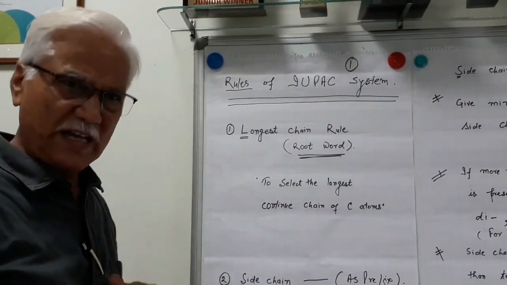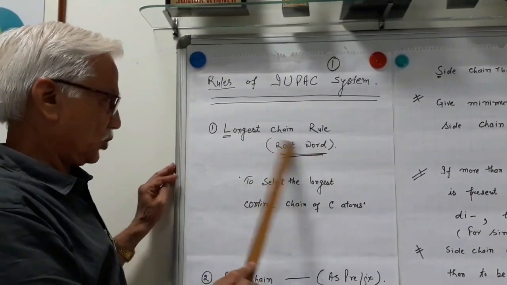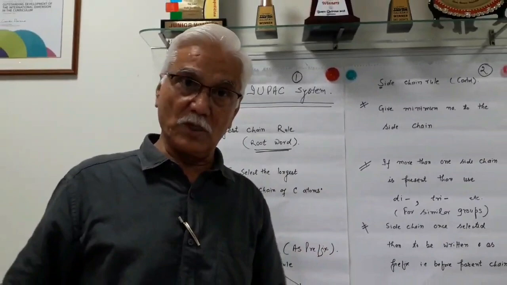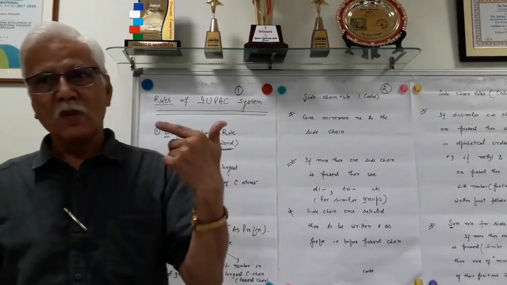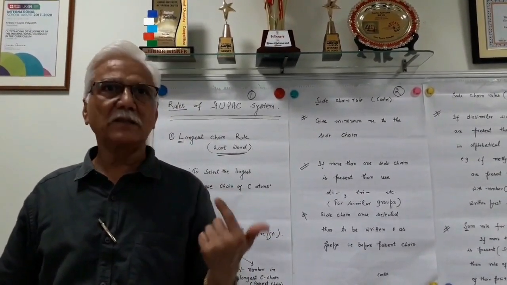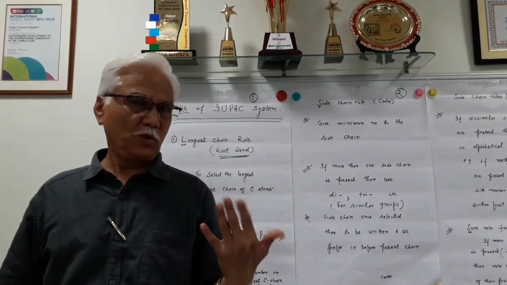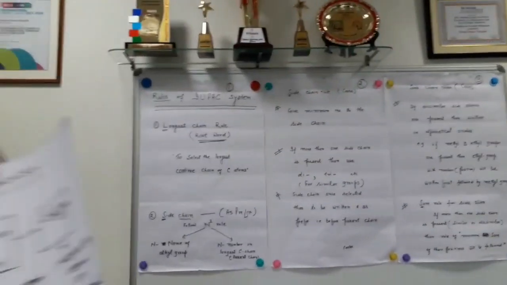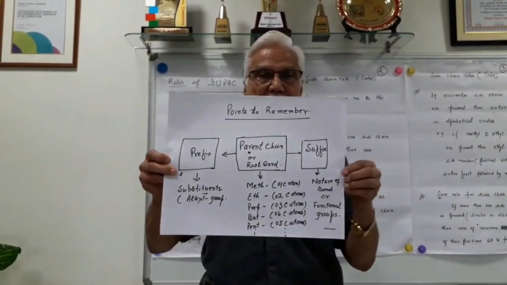In your books, they call it the root word. This root word means the number of carbon atoms, as I told you yesterday. If one carbon atom is there, it is meth; 2, eth; 3, prop; 4, but; 5, pent. I'll show you. If you remember, you can focus on this. This is how we have to name it.